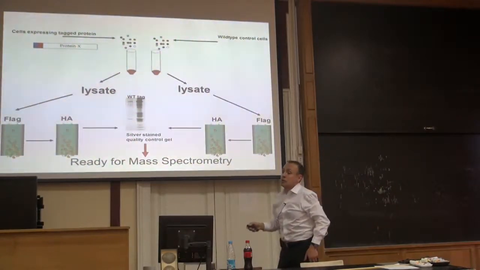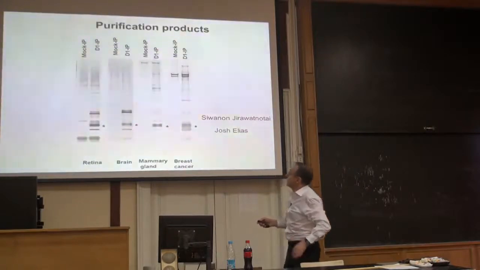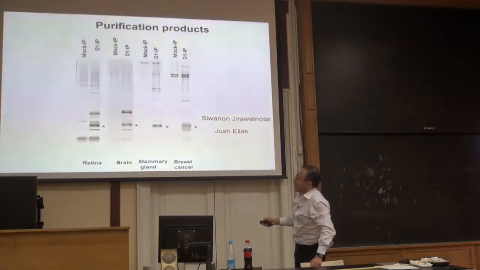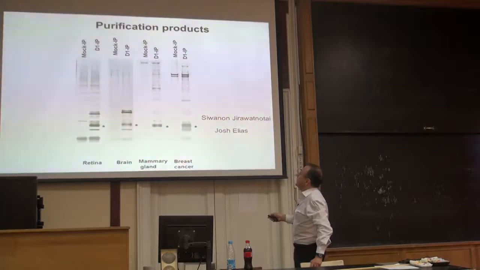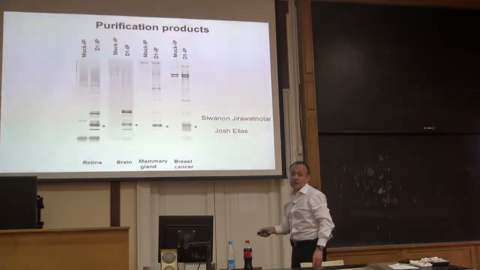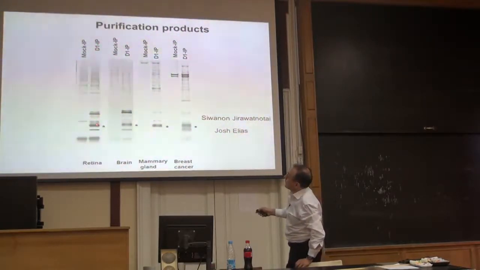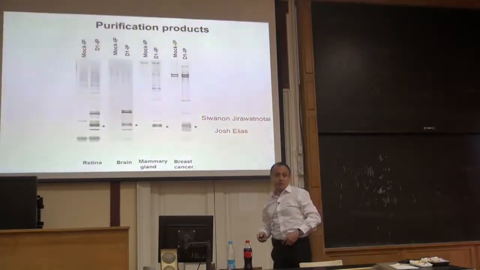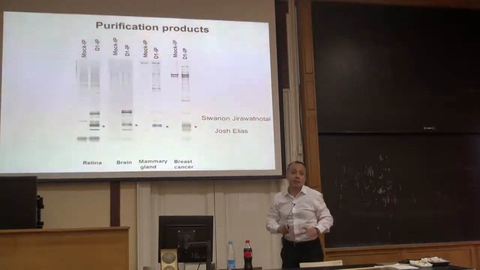not the cells, but he took actually the retinas. I think it's shown here. So he prepared the retinas, the brain, the mammary gland, and breast cancer, and then he purified cyclin D associated proteins. And you can see here that this arrow, the star, corresponds to cyclin D1, and each of these bands is a different cyclin D1 interacting protein. And as you can see, cyclin D1 interacts with different proteins in the retinas, in the mammary gland, or in breast cancer.